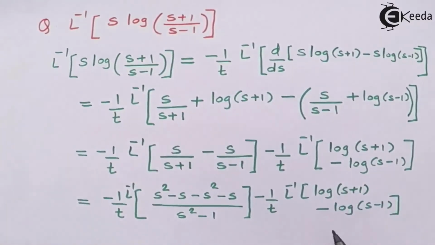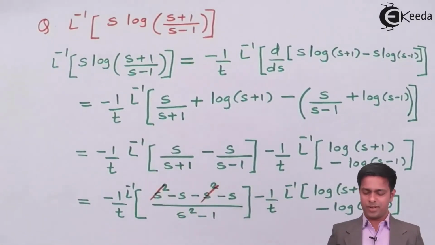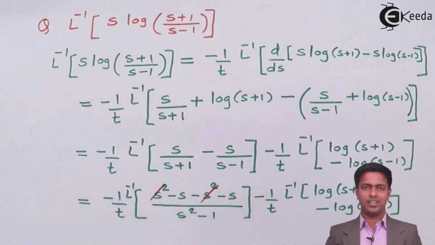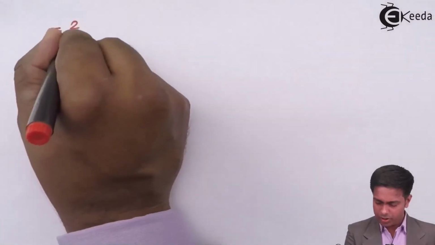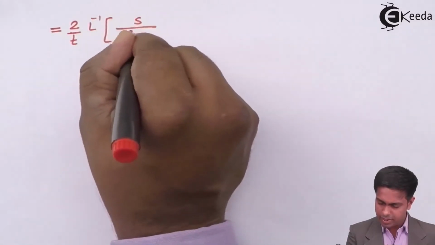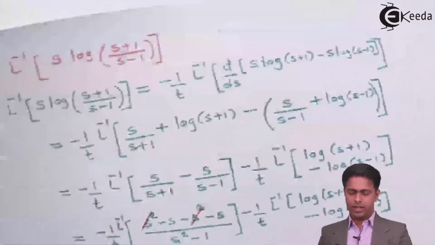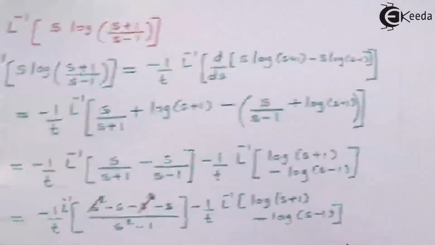So guys, here I am purposely not applying the property. I'll be applying that property on a fresh page. Now let's simplify this. So we can cancel this s square with negative s square, and we will get minus 2s. So out of that I can take minus 2 outside. So here we will get minus 2 into minus 1, that is 2 by t. So it is equal to 2 upon t, Laplace inverse of s upon s square minus 1. So guys, here only s will remain. I have taken minus 2 outside. Similarly here, minus 1 by t as it is.